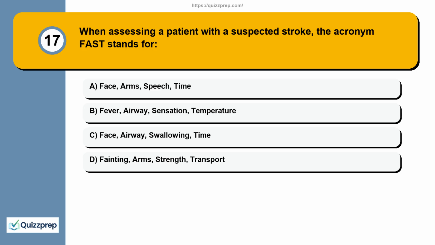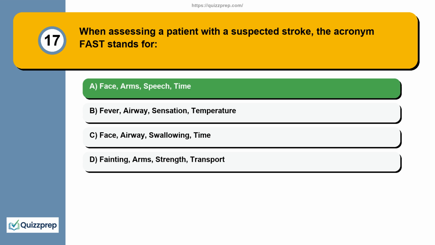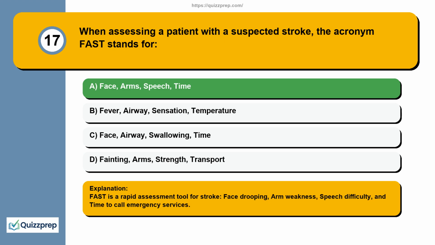Question 17. When assessing a patient with a suspected stroke, the acronym FAST stands for. Here are your options. Option A: face, arms, speech, time. Option B: fever, airway, sensation, temperature. Option C: face, airway, swallowing, time. Option D: fainting, arms, strength, transport. The correct answer is option A: face, arms, speech, time. Explanation: FAST is a rapid assessment tool for stroke: face drooping, arm weakness, speech difficulty, and time to call emergency services.